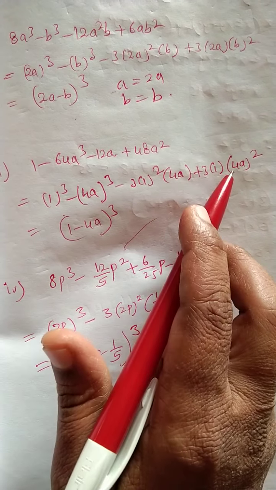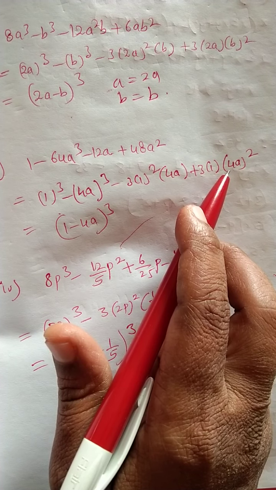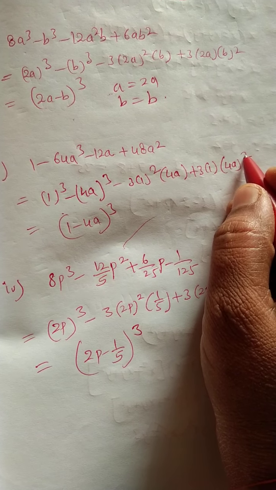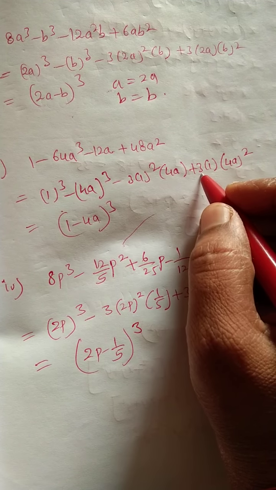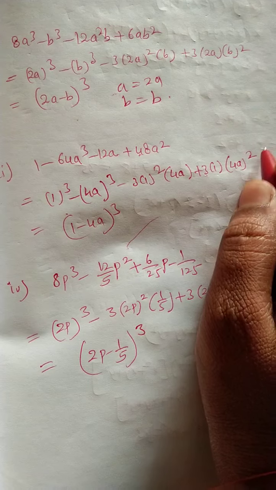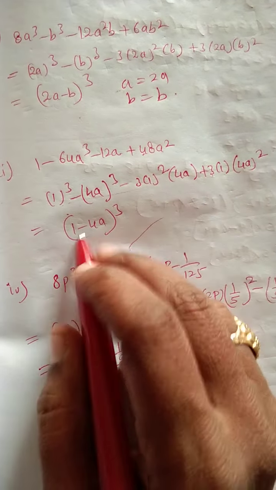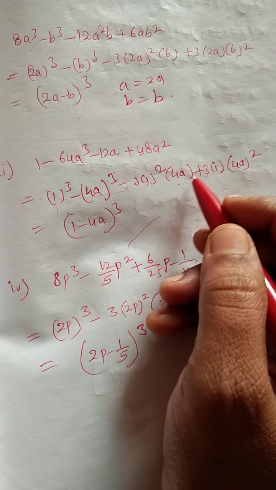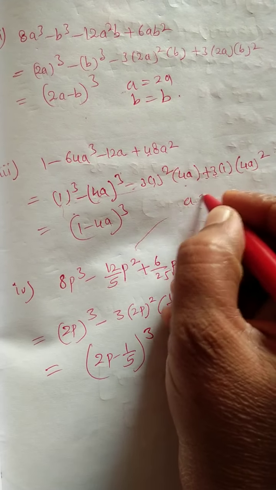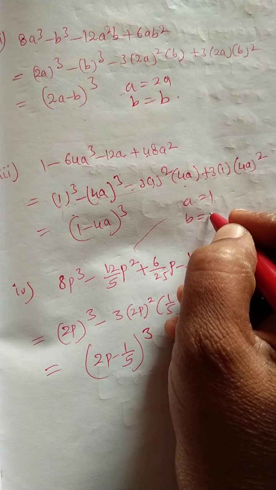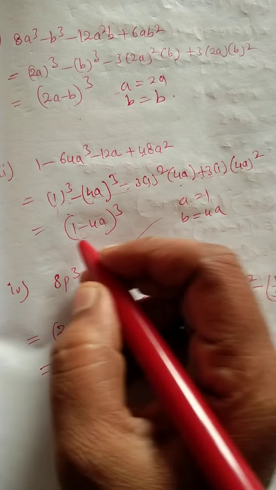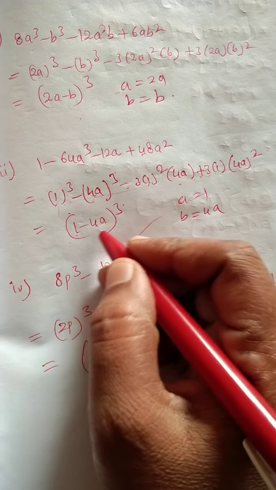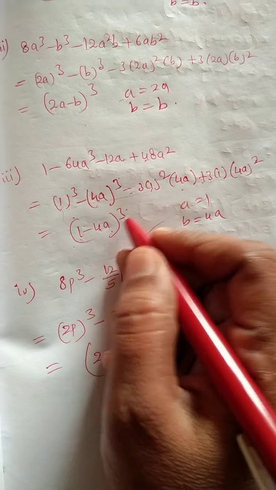Plus 3 into, but here 4 square is there, no? 4 square in the sense 16. 16 threes are 48, a square as it is. Like this we can take. And this is in the form of a cube minus b cube minus 3a square b plus 3ab square, where a is equal to 1, b is equal to 4a. Now we can write as (a minus b) whole cube formula. So a is 1, b is 4a, right?